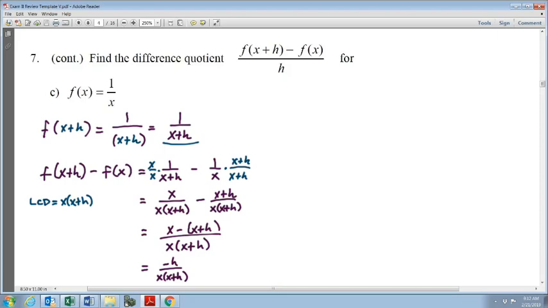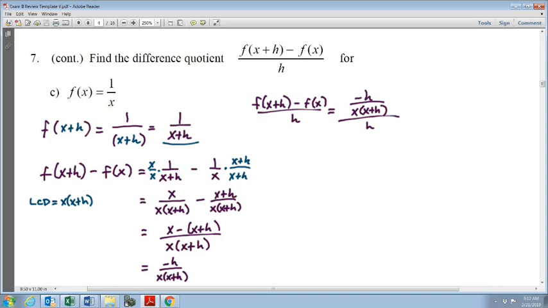And so now we're ready for the last step. And again, we're just running into some more algebra issues because of the fractions. So the difference quotient will be what we just got, minus h over x times x plus h, and that's divided by h. So we have a fraction within a fraction. That's what makes this a little bit challenging.